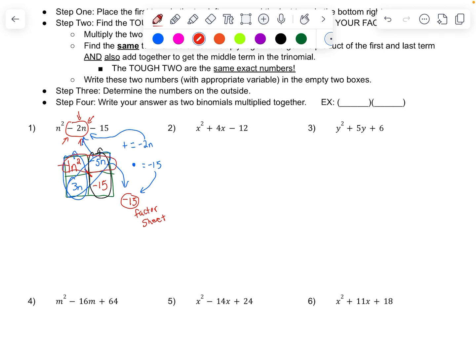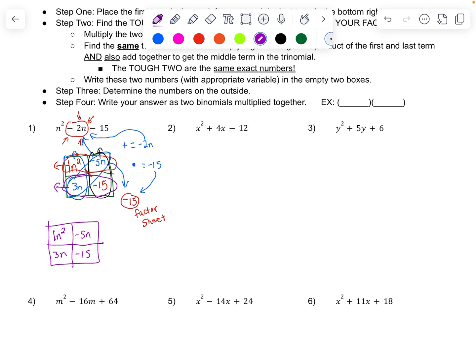This row side to side goes right here. And this one side to side goes right there. So I'm just going to rewrite this nicely for you since I kind of scribbled a lot. We have 1n squared. We wrote a negative 5n, a negative 15, and a 3n.